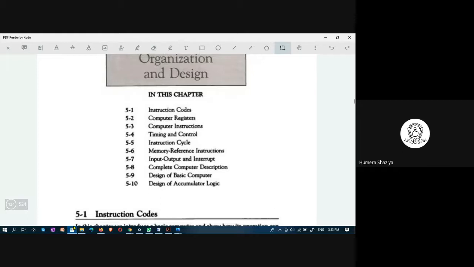Subsequently, we'll deal with instruction cycle. This is a very important topic, instruction cycle. And then we have memory reference instructions, input, output, and interrupt, and complete computer description, design of basic computer, and accumulator logic. These are the contents of this chapter. We will start with instruction code.